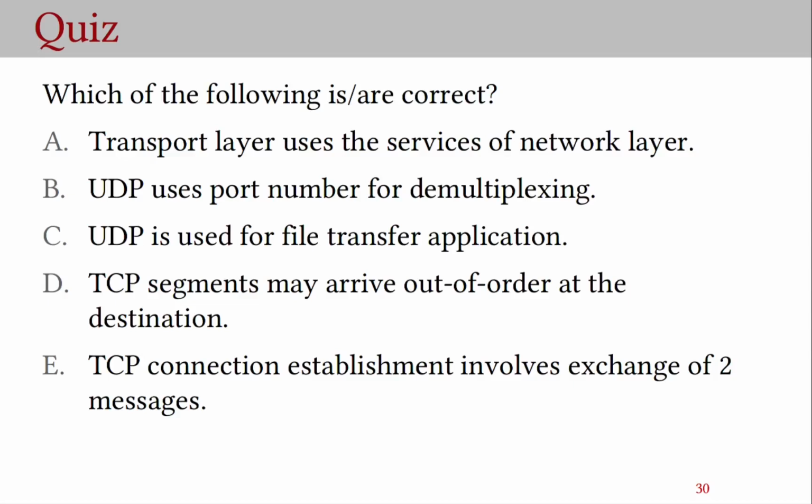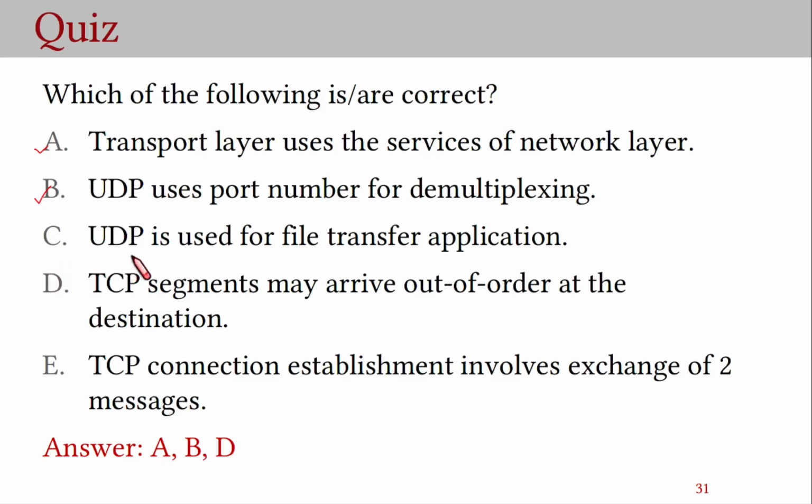Here is a short quiz for you. You might want to pause this video and find out which of the following statements are correct. The correct options are A, B, and D. A says the transport layer uses services of the network layer, and that's correct. Network layer is below transport layer. B says UDP uses port number for demultiplexing, and that we saw is how UDP demultiplexes the incoming segments.